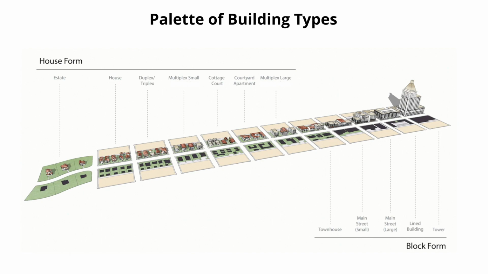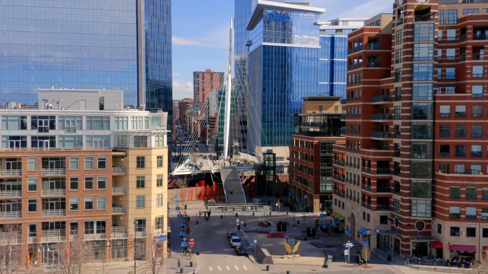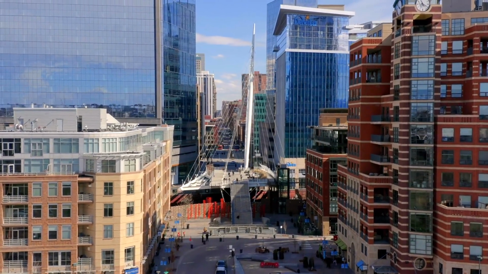And the last category here is common open space. Does the type that you're looking at integrate common open space in, like say, cottage court or a courtyard? Or does it rely on little private patios or something like that, or a balcony, and it uses civic spaces down the street? So let's look at the profile of a building type.